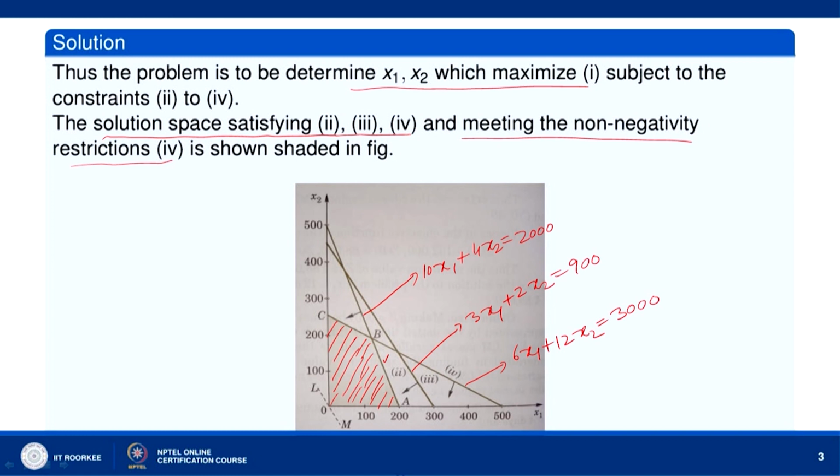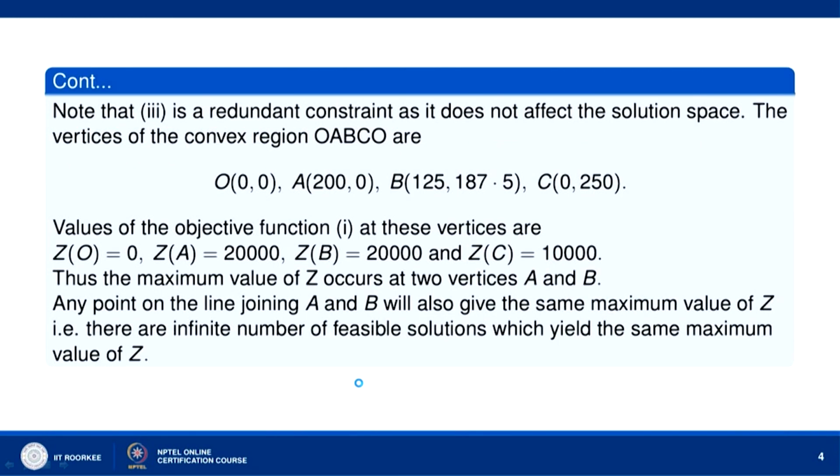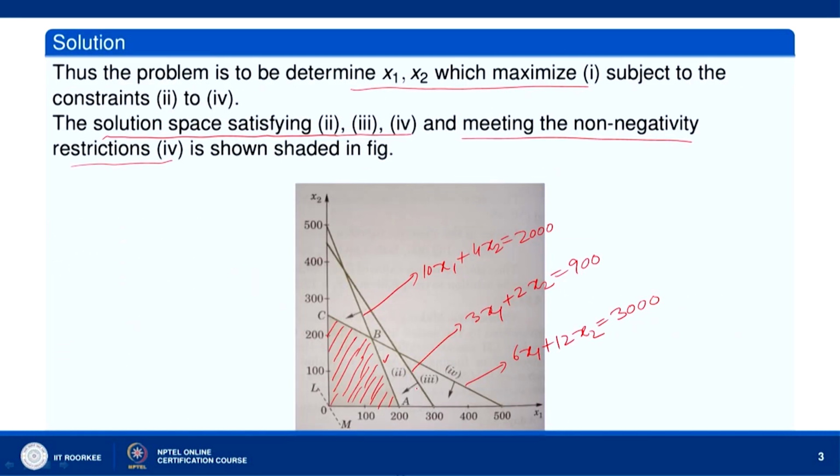Now, let us note that condition 3 is a redundant condition because it does not affect the solution space. Let us see how it does not affect it. You can see this line. This line is not affecting the solution space. It is a redundant condition.